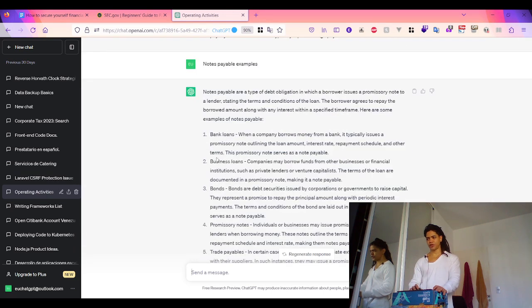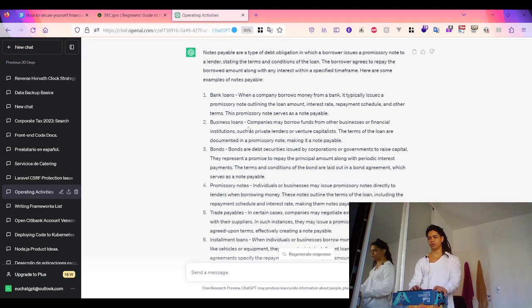Okay, so this notes payable, right? It creates a promissory note. In Spanish, this is a pagaré. A promissory note. In Spanish, this is a pagaré. So it creates this promissory note for that.